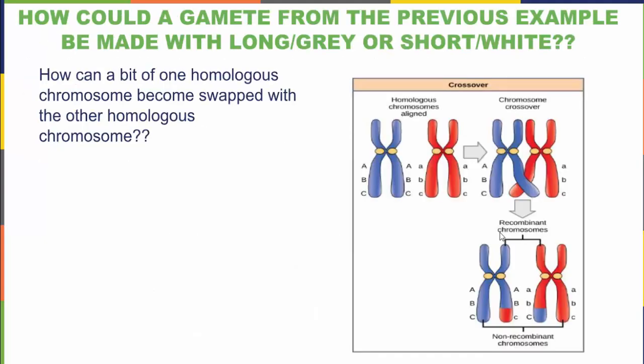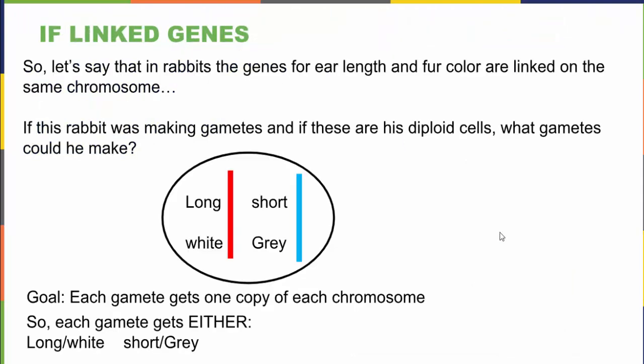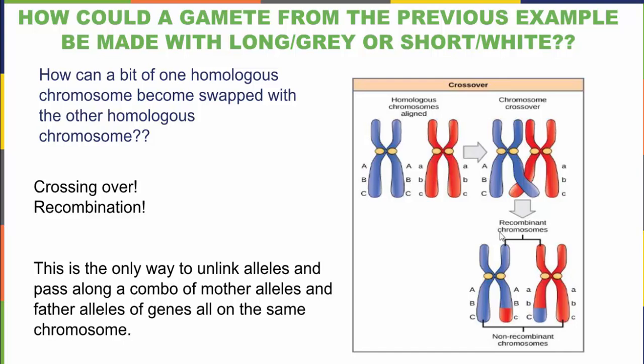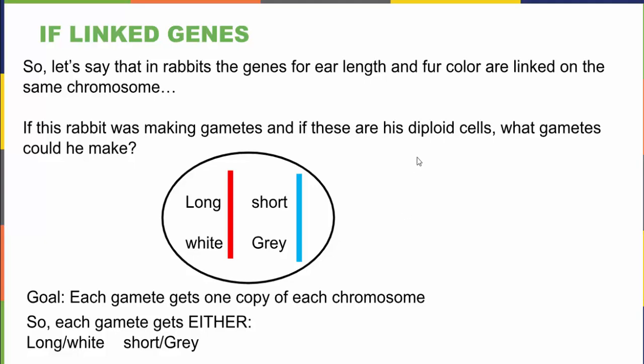Maybe some of you have already jumped ahead and thought, well, wait a minute, what about recombination? That's exactly what can happen to swap the long and the gray and the short and the white. Remember, we said that either long and white travel together or short and gray travel together, but recombination is that process where we can actually swap those homologous chromosomes. So that's the only way that we can unlink the alleles. If we have crossing over, we could swap so that long and gray are on one chromosome and short and white are on one chromosome.